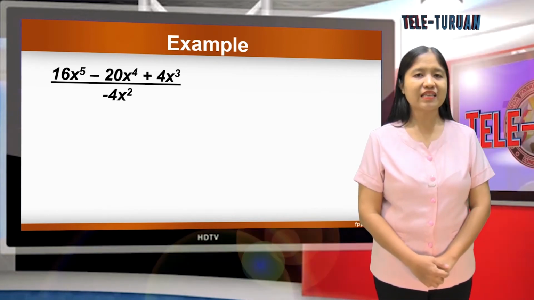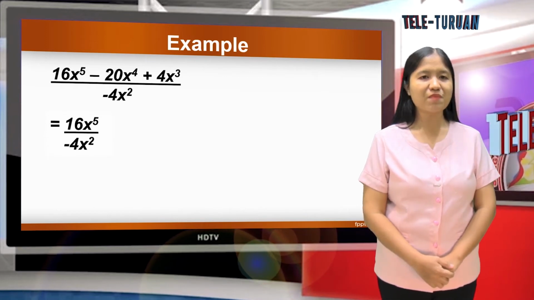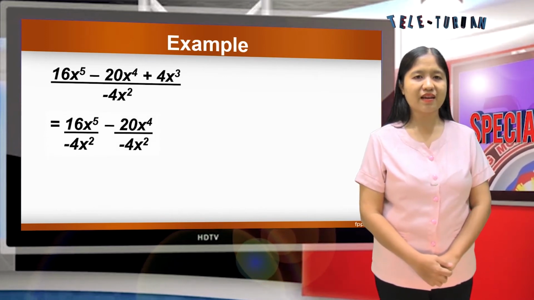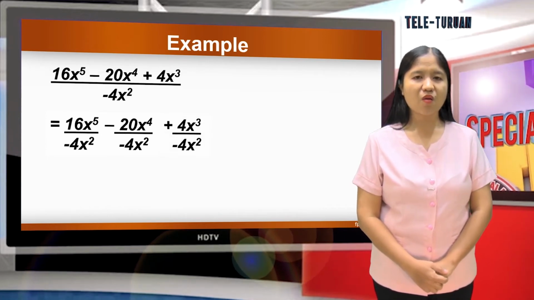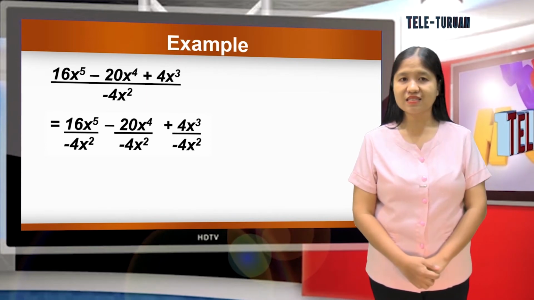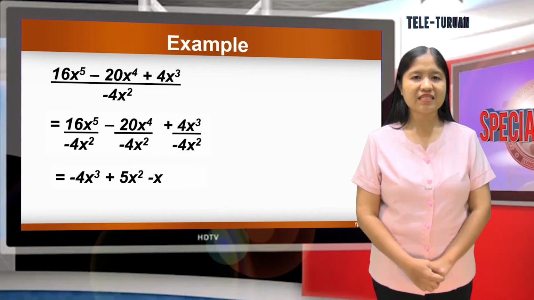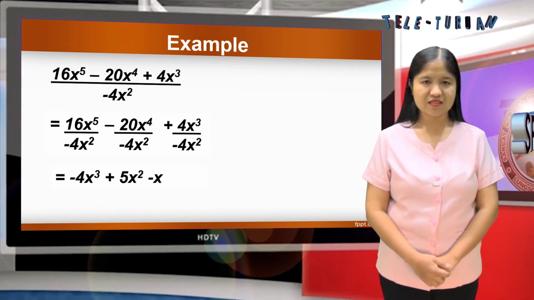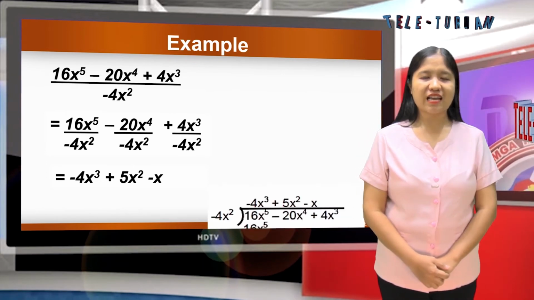We simply divide each term of the dividend, 16x to the 5th power minus 20x to the 4th power plus 4x cubed, by our divisor, negative 4x squared. And the result is negative 4x cubed plus 5x squared minus x. Or you may use the vertical way of division like this.